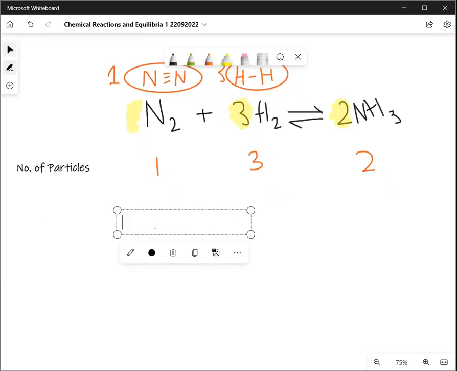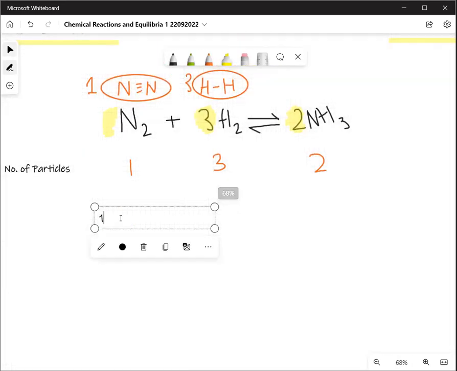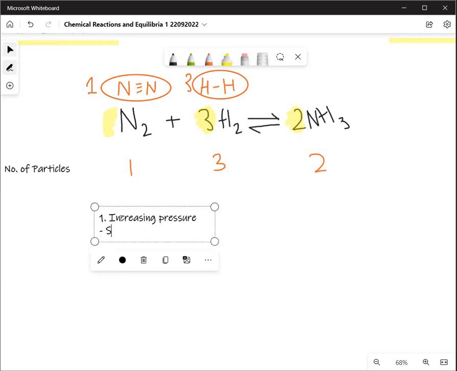Any questions? No. Now change. First thing, I'm going to make you write the thing first, and then I'll tell you why they happen. First, write that, because that's more important. What happens is more important than why. So first, write this down. Increasing pressure favors, or let's say the side with less particles is favored, to decrease pressure.